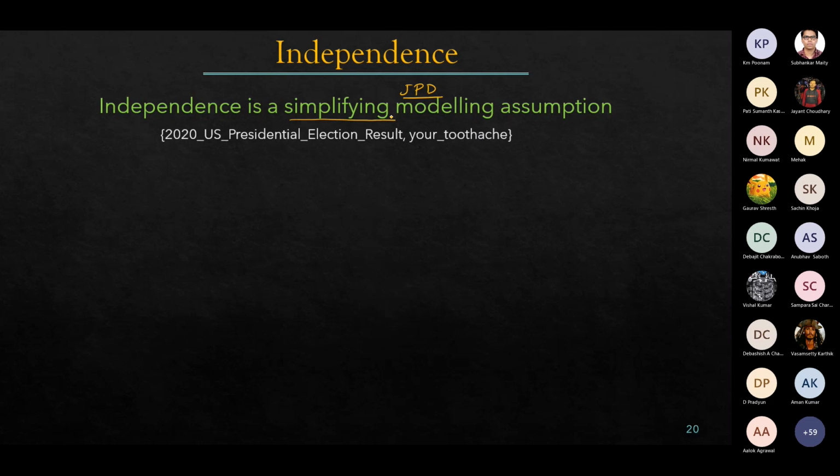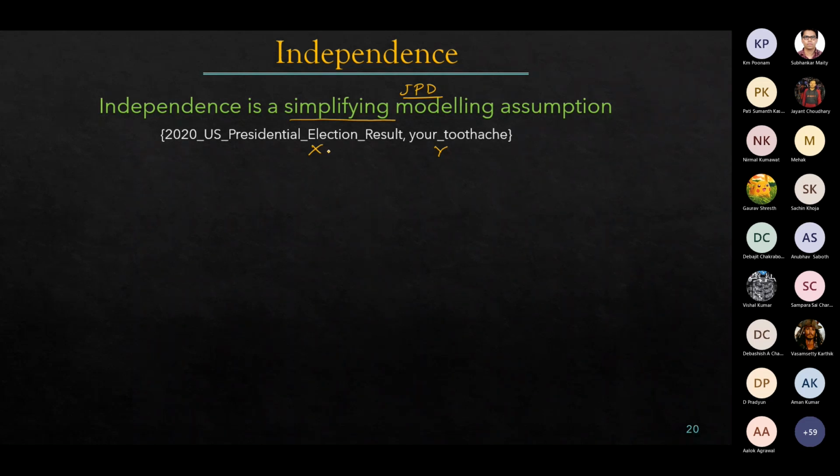So let us take an example. Let's say you have two random variables. One is, say, the 2020 US presidential election result and the other is your toothache. So these are the two variables: this is your X and this is your Y. By and large, you can say they are independent, right? But you see, these two variables may not be independent.